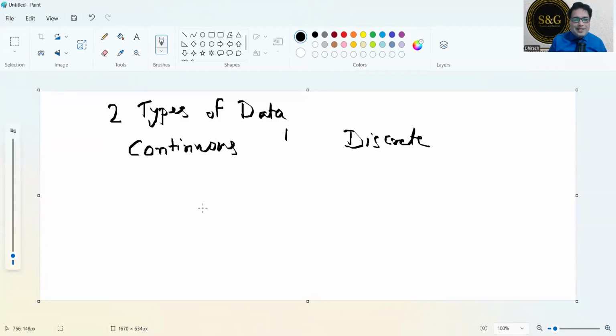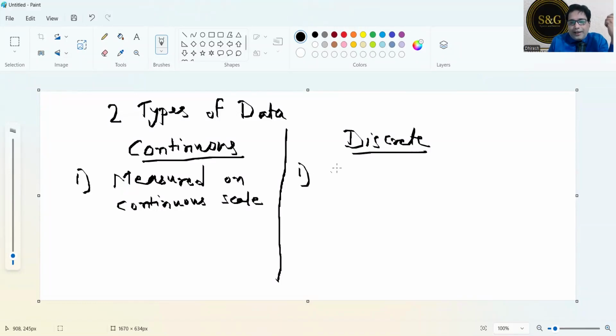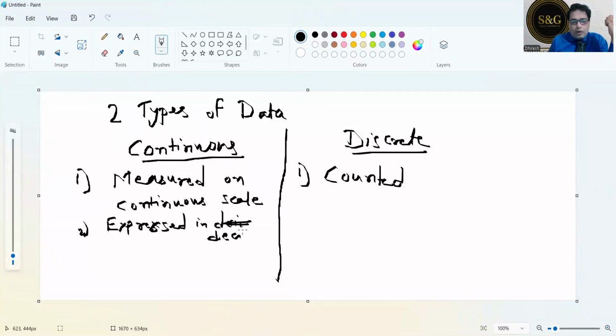So whether it is continuous or discrete, what is continuous? The data which is measured on a continuous scale. Discrete data is counted, and it cannot be measured on a continuous scale. Second point, continuous data can be expressed in decimals. Write this down. Second, you cannot express discrete data in decimals, because they are whole numbers.